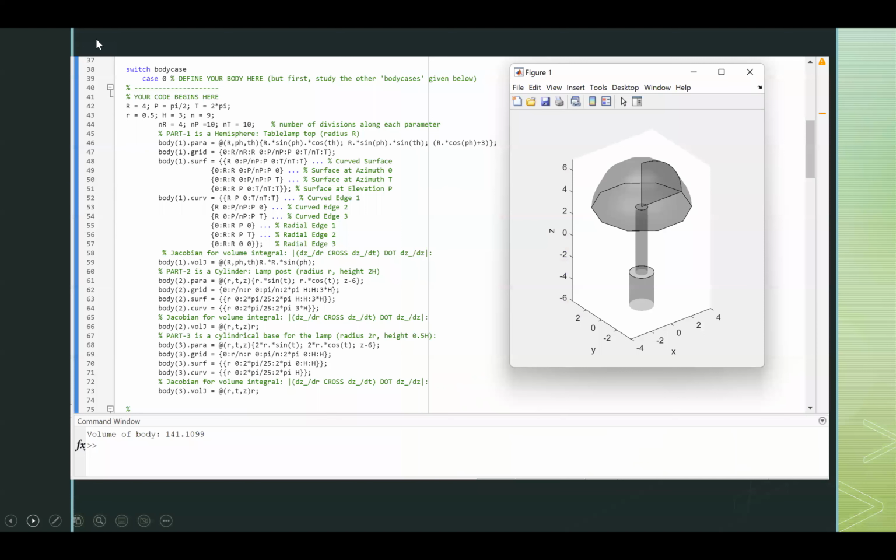Here you could see a screenshot of my MATLAB code. You can pause the video and have a look at it. Also, here is the volume of the body that I've obtained using MATLAB.